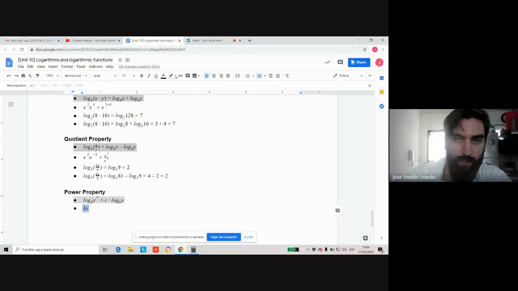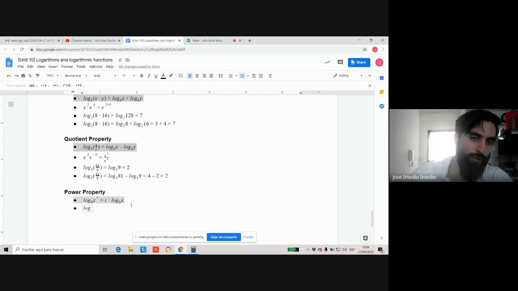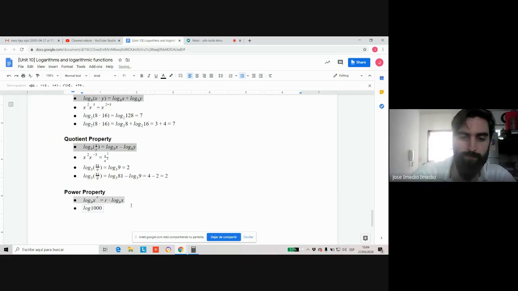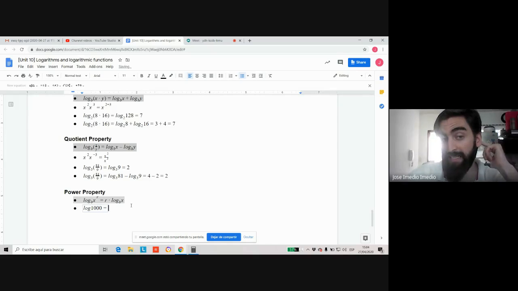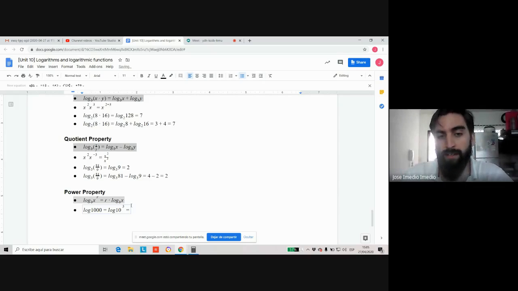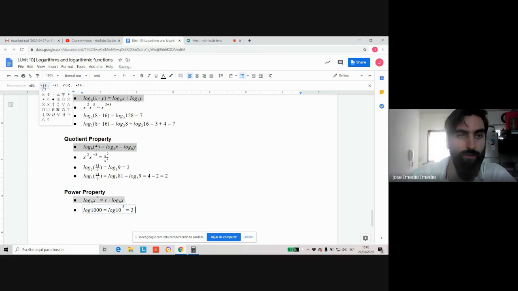I didn't want to highlight this. So let's say the common logarithm base 10 of 1000. I can say here this is actually the common logarithm of 10 raised to the third power, right? And this is the same as saying 3.